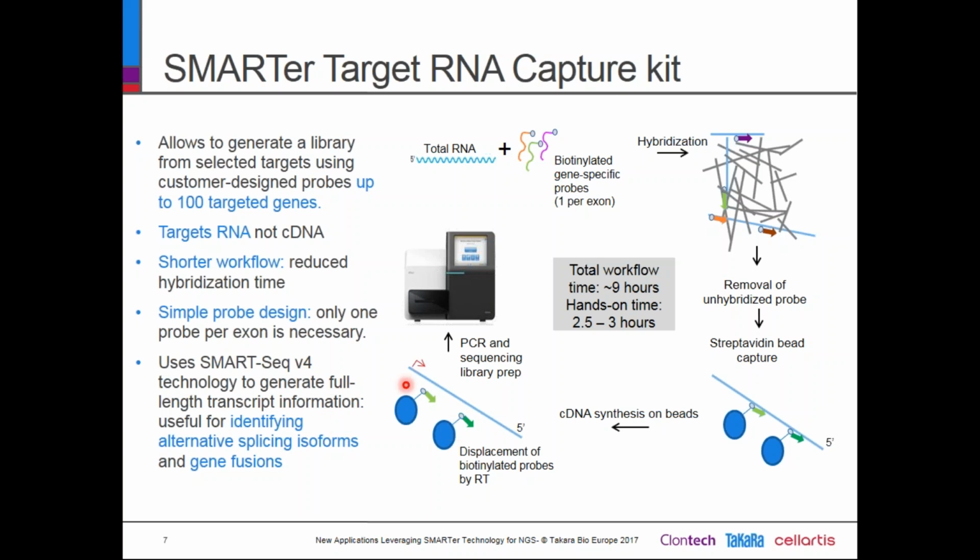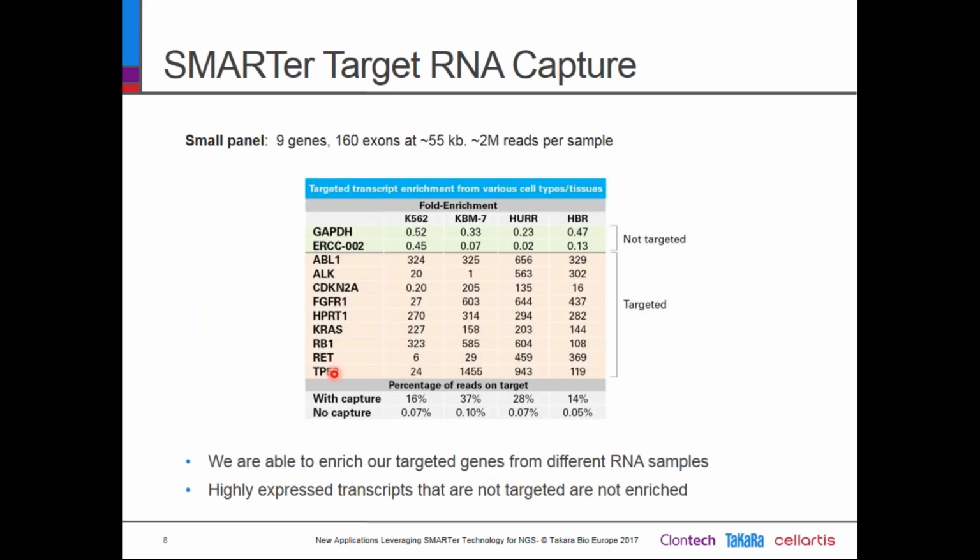sequencing, and this is what we actually use in our single-cell kit. So here is just to show some results for this kit. In this experiment, we targeted a few genes, 9 genes, which correspond to 160 exons and cover a length of 55 kb, more or less.